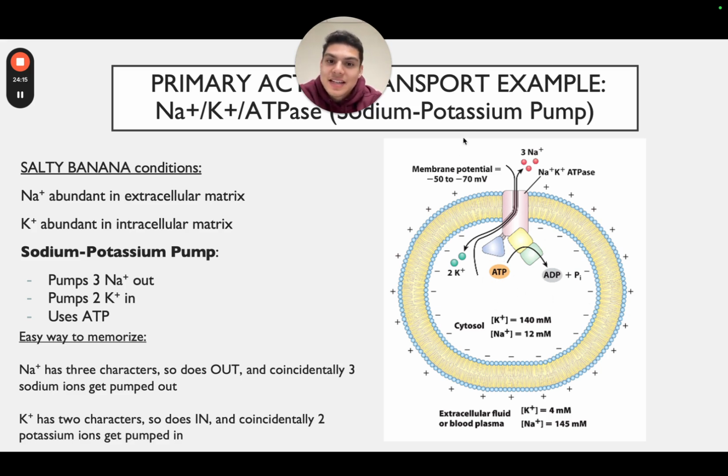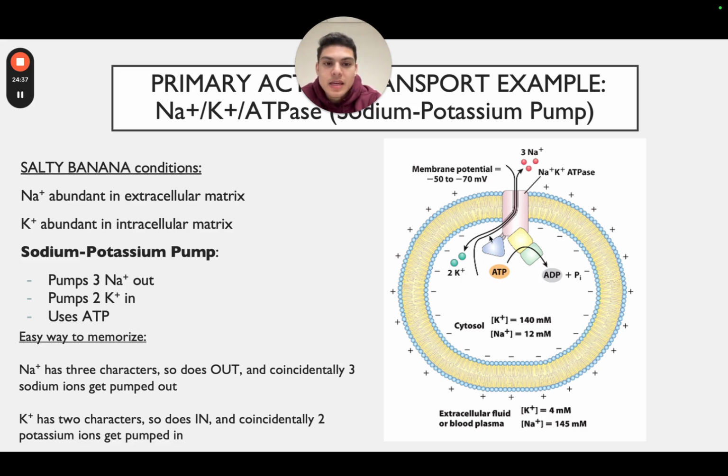The outside is going to have high sodium. And then the outside has low potassium concentration. The inside has low sodium concentration. So just remember salty banana, and that should pretty much stick. And remember, this is a primary active transport, meaning that both these things are going to go against their concentration gradient. That's why we need ATP in the first place.